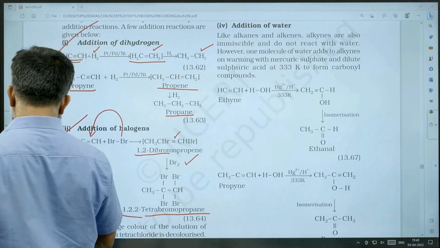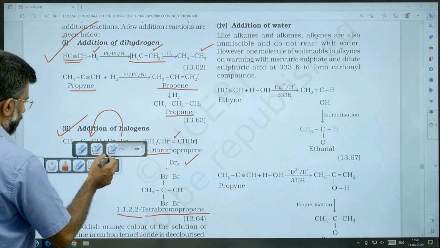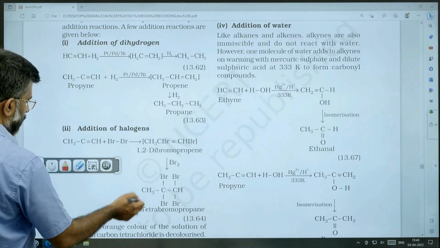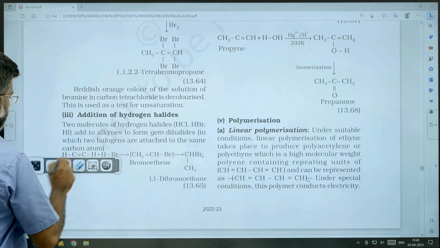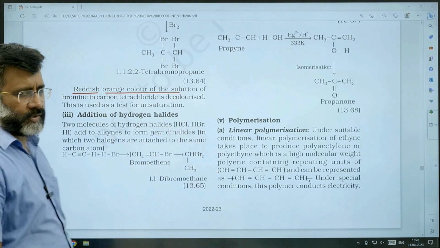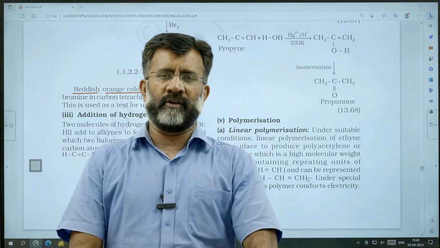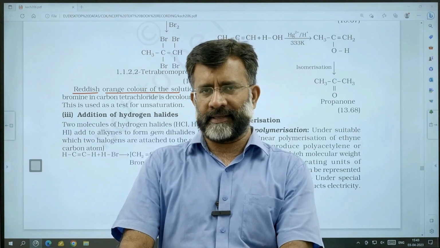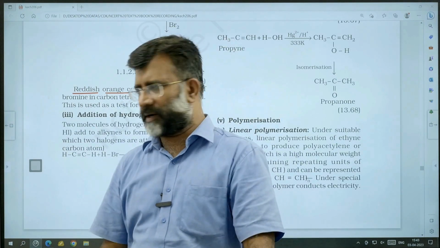Once again, it is a test for unsaturation, similar to the previous reaction commented in alkene. The reddish orange color of bromine gets decolorized. That's a test for unsaturation. Okay.